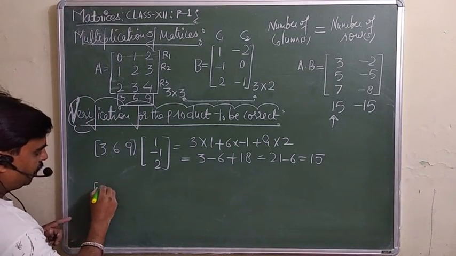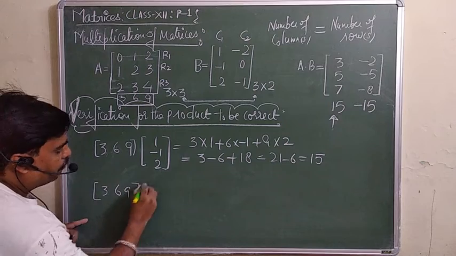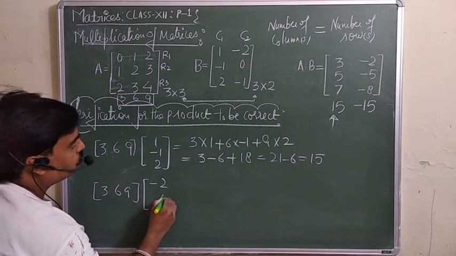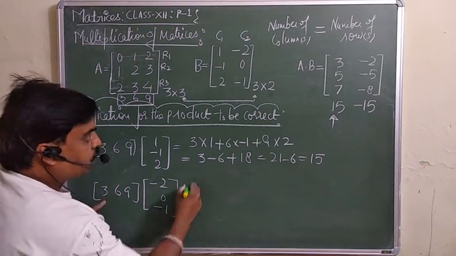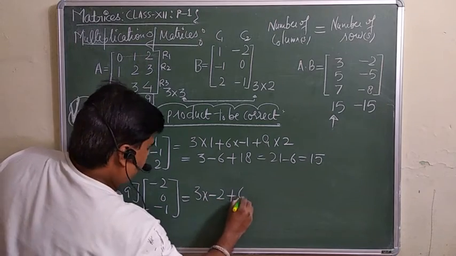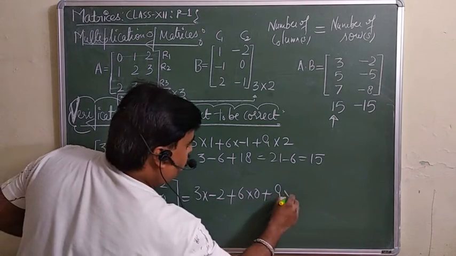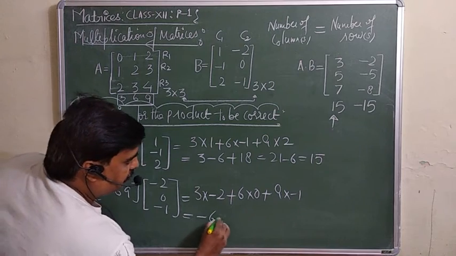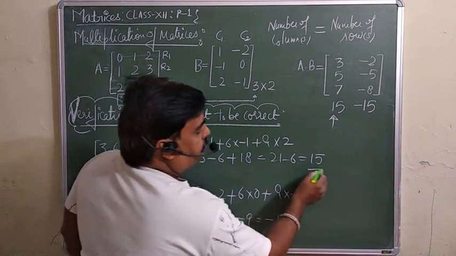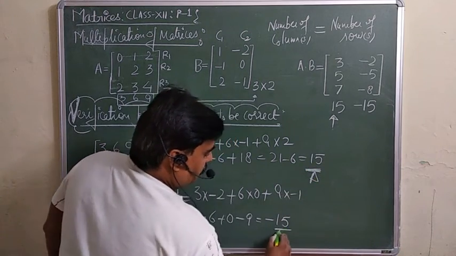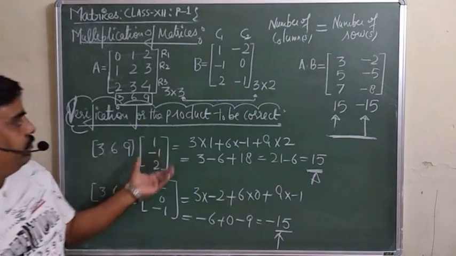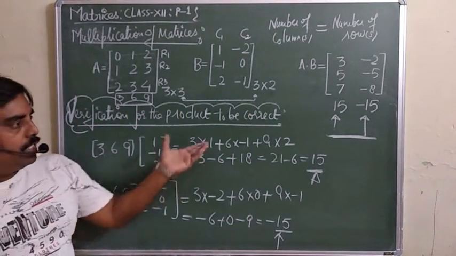Now again 3, 6, 9 is multiplied with the second column, 2, minus 2, 0, minus 1, and it should come equal to minus 15. So 3 into minus 2 plus 6 into 0 plus 9 into minus 1. So you will get minus 6 plus 0 minus 9, which is minus 15. So you are getting plus 15 and minus 15, which means your answer is correct. Likewise you can verify your answer also. Have a look.